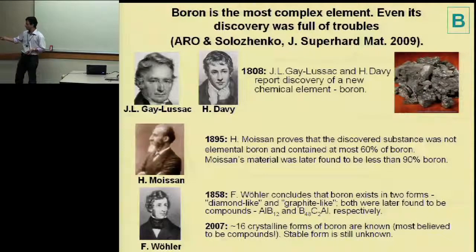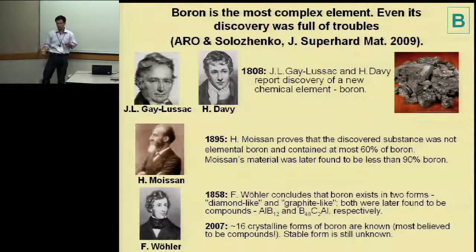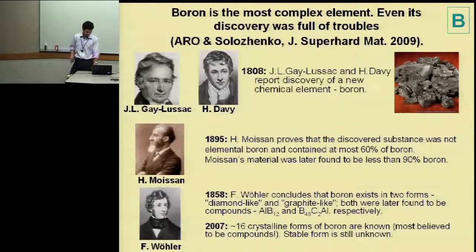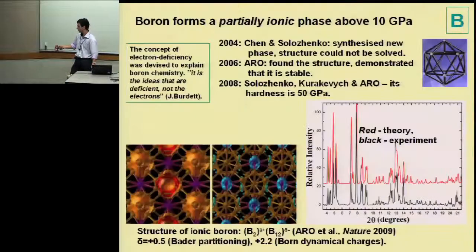This is just as good, I guess, as what they had. The person who proved them wrong, Moissan, another great chemist, thought he had pure boron. Actually, he didn't. In fact, pure boron was probably synthesized for the first time in 1957 at Cornell. And until 2007, it was not known which forms of boron are stable at ambient conditions, which ones are pure and which ones are not, and that was a full mess. Chen and Solozhenko experimentally synthesized a new phase in 2004. In 2006, they approached me to solve the structure, which was solved.